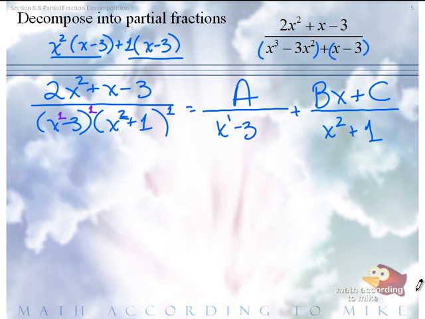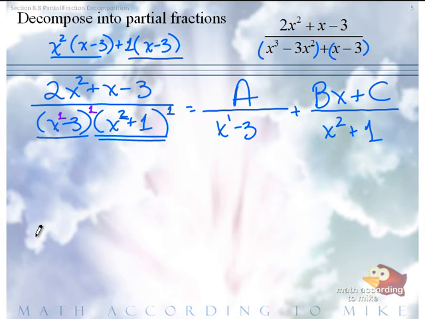So we have a combination of case 1 and case 3. Case 1 because we have a linear non-repeating, and we have a quadratic non-repeating, and that's the case 3 part. So again, you have 4 cases: linear non-repeating, linear repeating, quadratic non-repeating, and the 4th case we're not going to do is quadratic repeating, because it's way too much fun. You'll see how much fun this one is when we're all done.